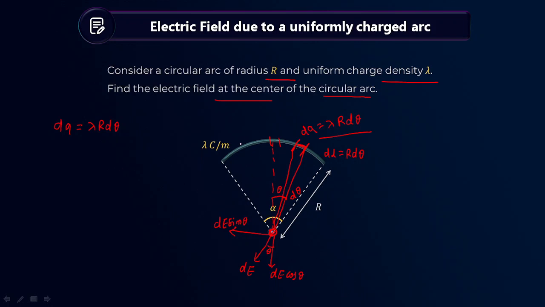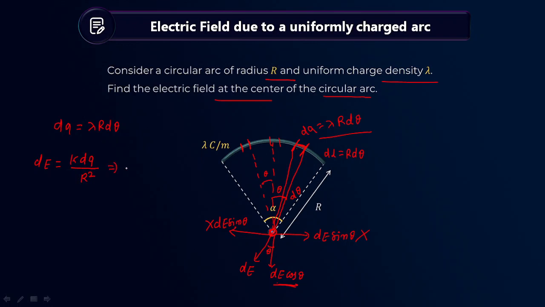Now see, if I consider one more element at this point, same at angle theta, and the element is d theta, then their component in the horizontal direction will be how much? dE sin theta, right? So can I say that the horizontal components will get cancelled and only the dE cos theta, vertical component or component along the angle bisector of the curve, will be the net electric field, right? So in this case, can I say dE due to this element will be equal to k dq divided by the separation, which is the radius of the curve, r square.